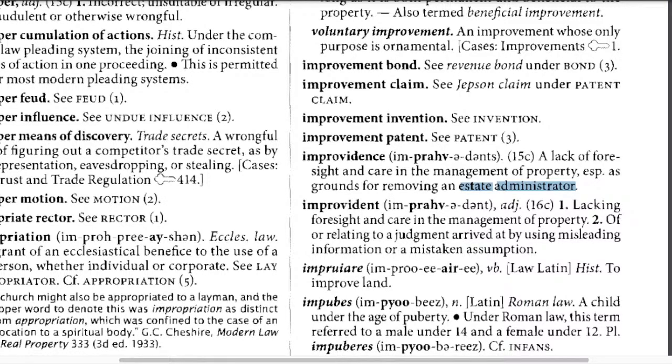One thing you'll notice about the 9th edition of Black's, we don't have the case laws all the time at the end of this, whereas in the first and second and earlier editions they do. Oh, yeah.